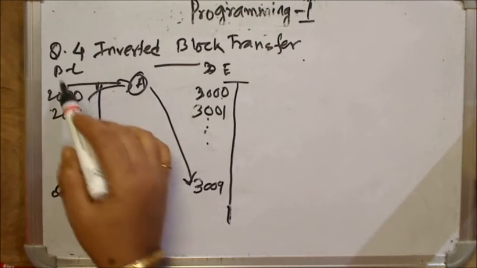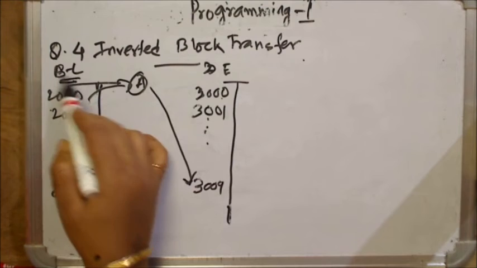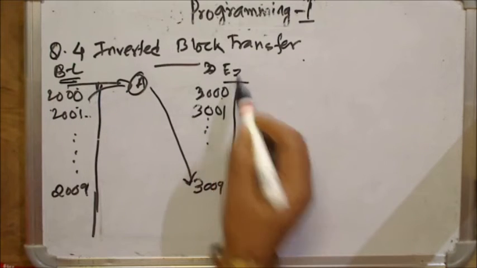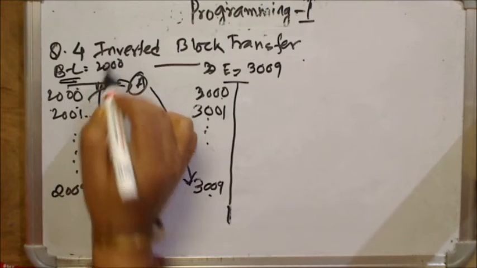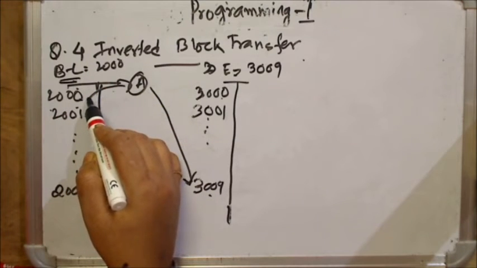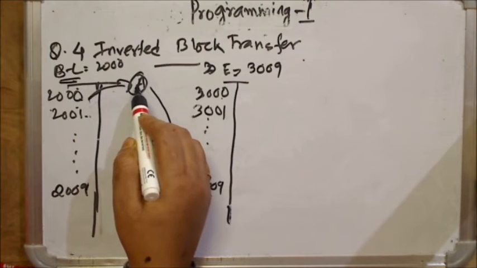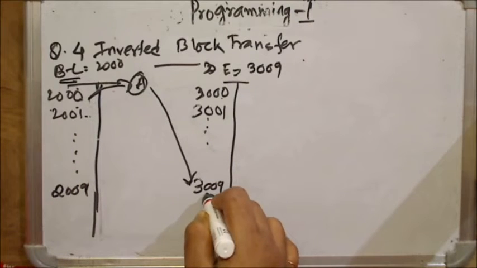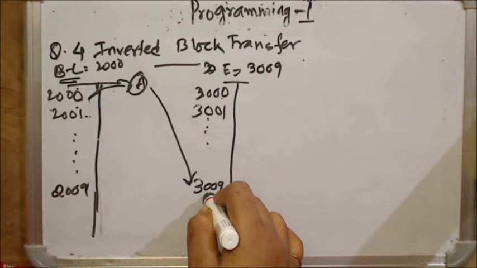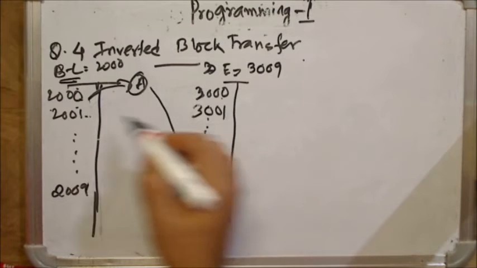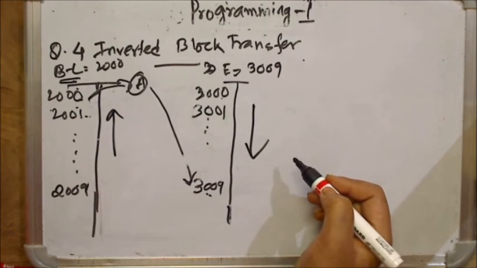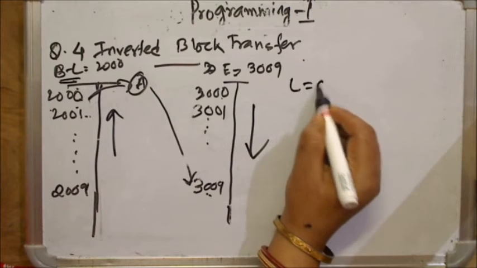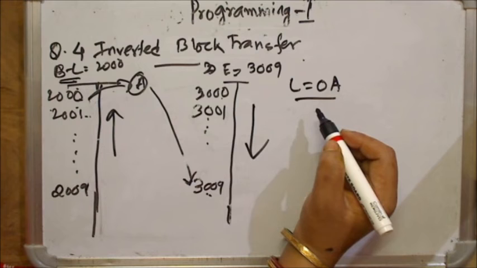First initialize the BC pair with 2000 and initialize the DE pair with the last location, that is 3009. Then take the data pointed by the BC pair into A, and store it in the location pointed by the DE pair. So your first byte transfer is complete. Again increment the BC pair and decrement the DE pair. Initialize the count as 10, that is 0A.